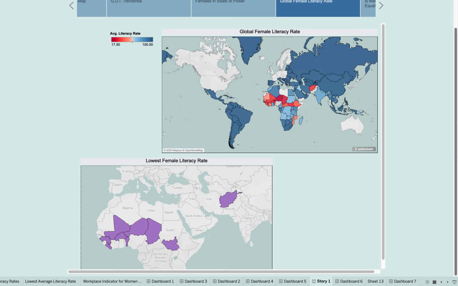And the graph below that, or the map below that, shows in the purple a cluster of the 4 lowest ranking female literacy rates. So like the graphs before, these countries also rank low in the Gender Development Index scores, and they are Chad, Niger, Afghanistan, South Sudan, Mali, so on and so forth.